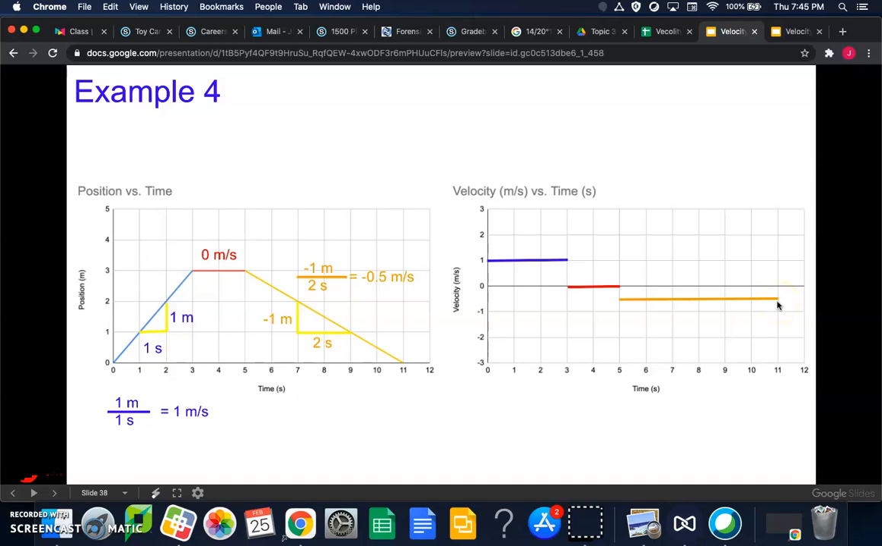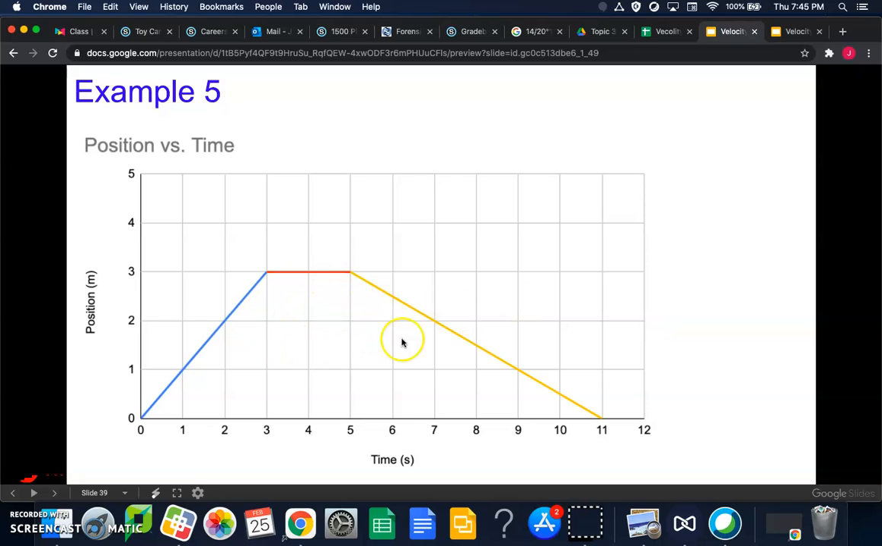Okay, so hopefully that makes sense there. All right, and so then for example 5, what we're going to do is write a short story about this graph.